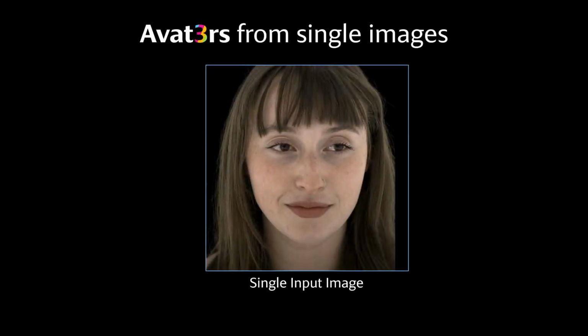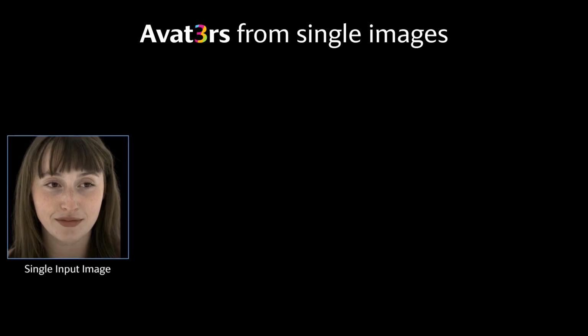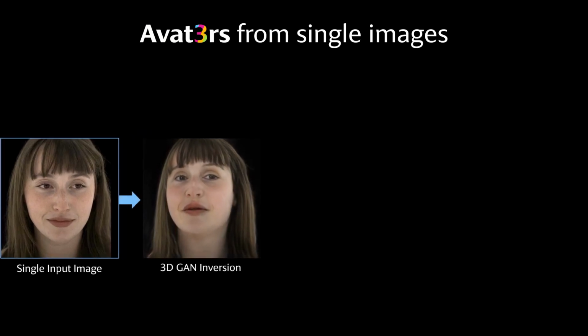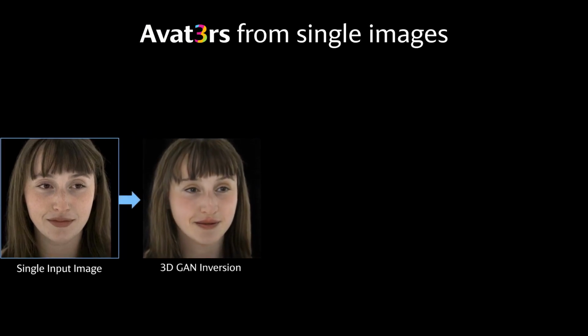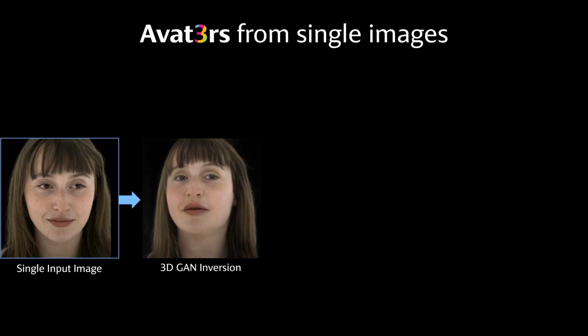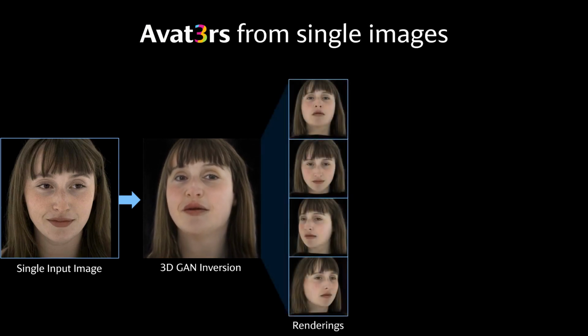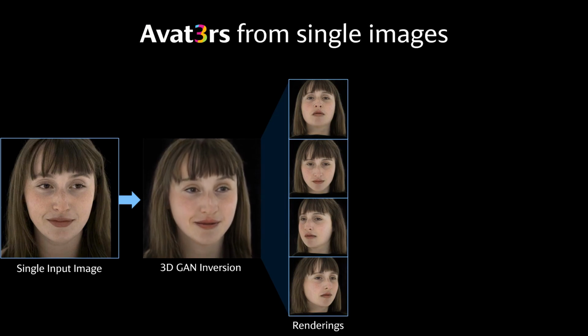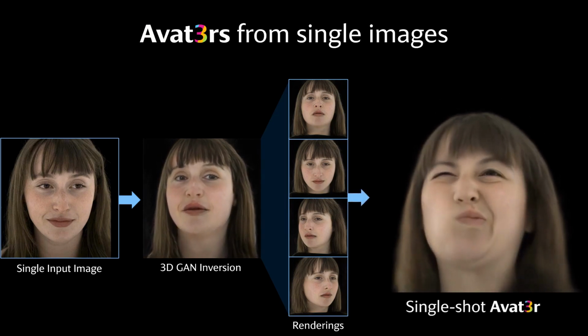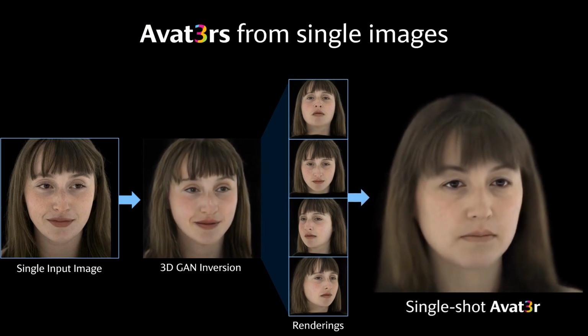While Avat3r is designed for 4 input images, it can also work with a single image. To achieve this, we employ a pre-trained 3D GAN and perform 3D lifting on the single image. From the lifted 3D representation, we render the 4 input views required by our model. The resulting avatars can then be animated with a wide range of complex expressions.